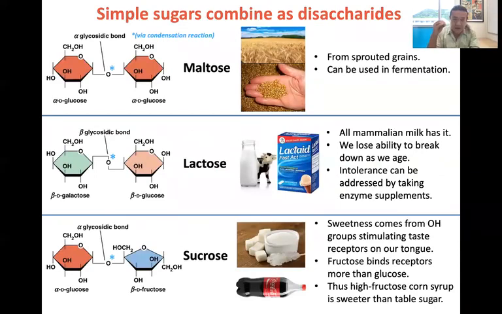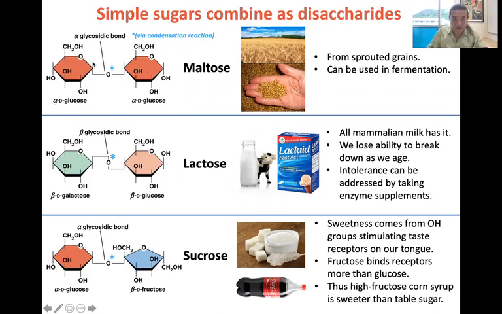So to continue with our discussion of sugars, simple monosaccharides like glucose, galactose, or fructose can come together to form disaccharides. This is the start of thinking about polymers, right? The simplest kind of polymer would just be a disaccharide. In this case, two glucose molecules, two alpha glucose molecules.